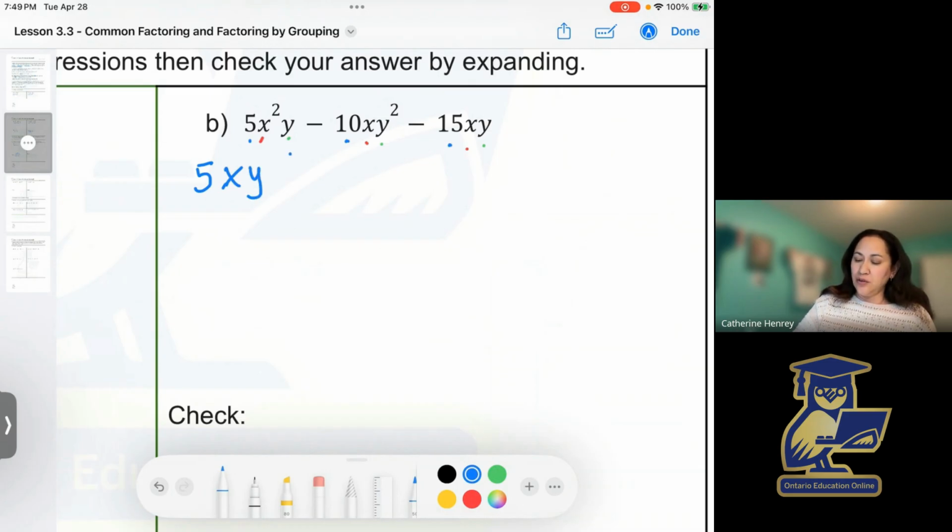What do we have left over? Well, 5x squared y divided by 5xy is going to give me x. And then negative 10xy squared divided by 5xy is going to give me a negative 2y. And then negative 15xy divided by 5xy is going to give me a negative 3.